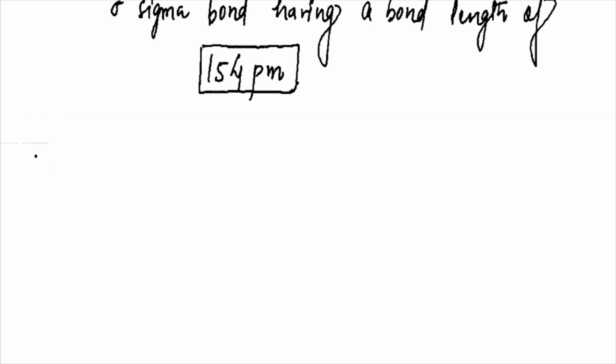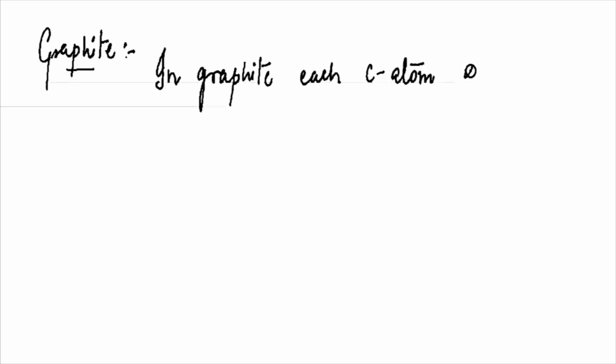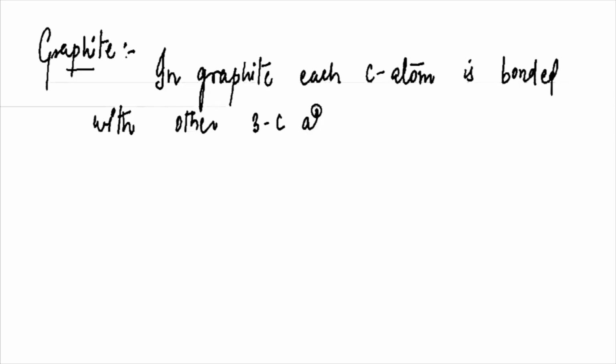Now let us move on and talk about the next one, graphite. Graphite has a layered structure. In graphite, each carbon atom is bonded with three other carbon atoms, giving sp2 hybridization. Let me first write that down, and later we can draw the structure of graphite. So in graphite, each carbon atom is bonded with other three carbon atoms, giving sp2 hybridization.